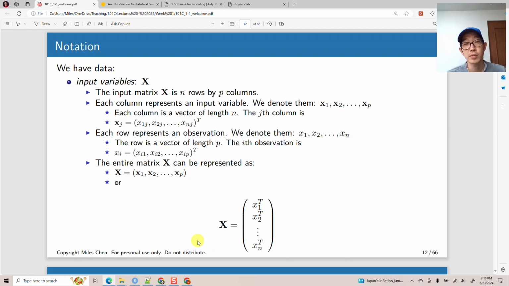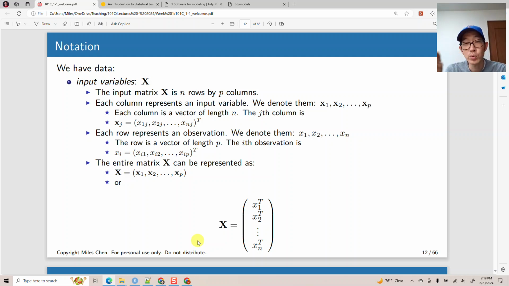If you take your rectangle and think about each of the columns, we can call the first column x1, the second column x2, and so on. Each column is a vector with n values in it. The jth column, xj, has the values x1j, x2j, x3j, all the way down to xnj.